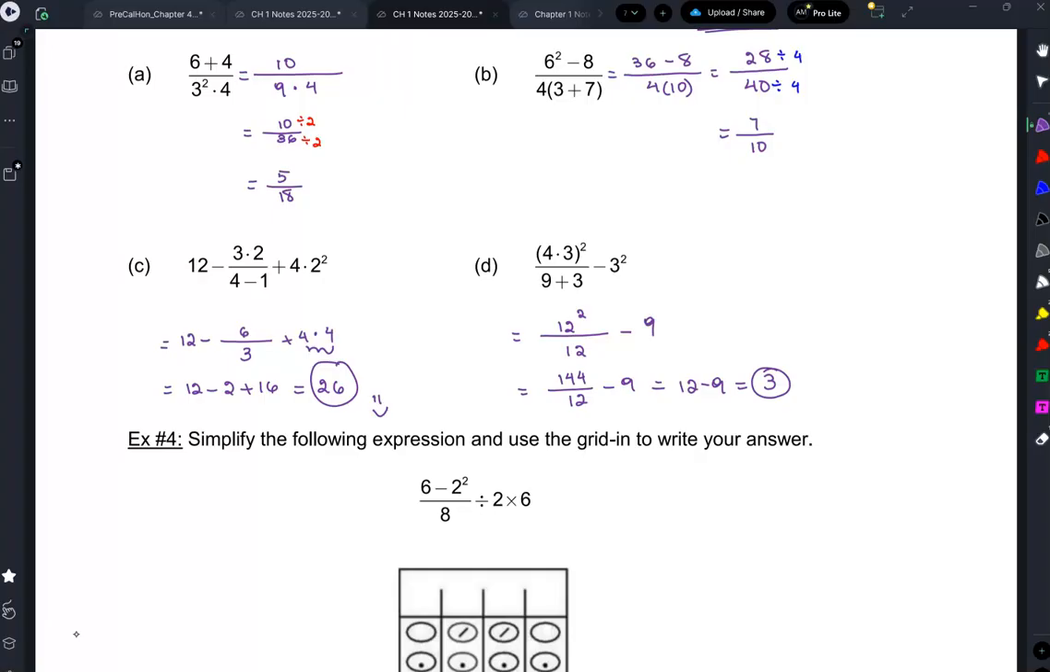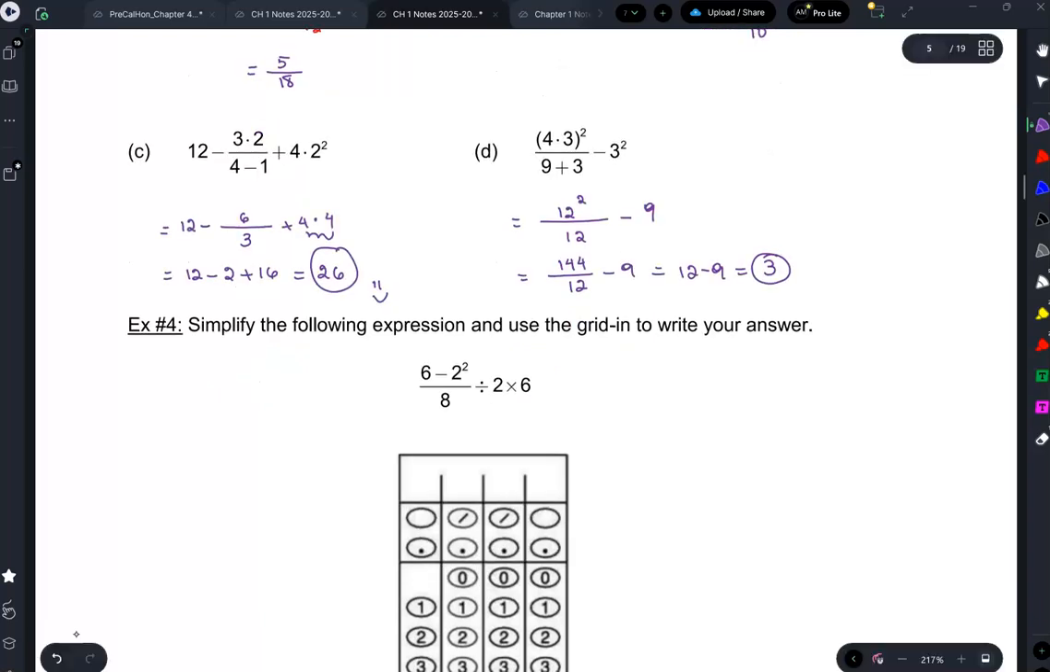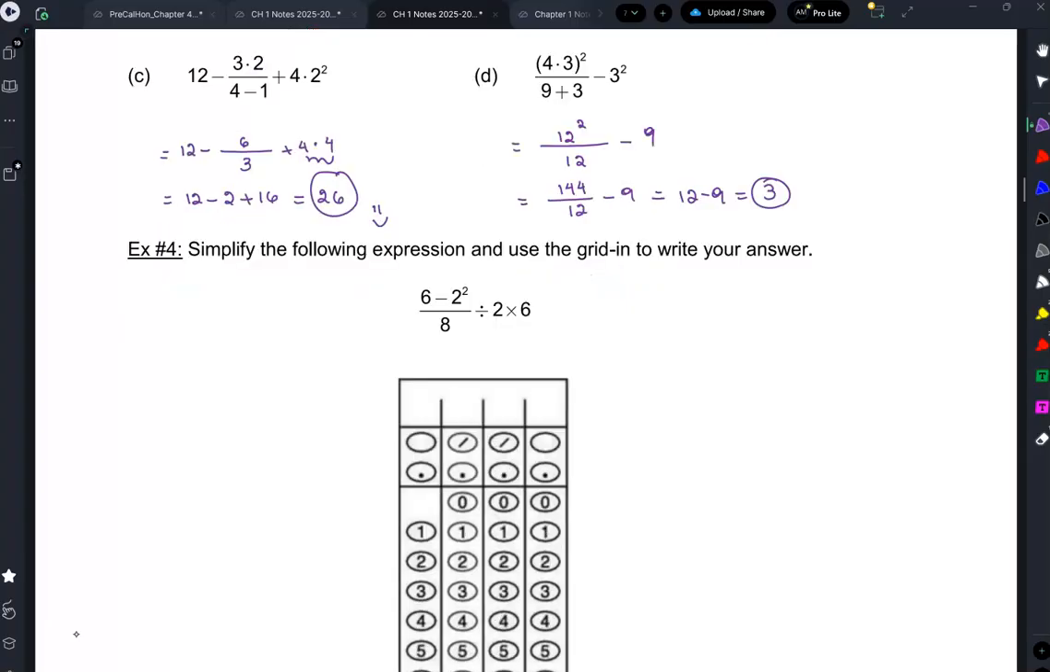Okay. Easy? Hard? Yeah. Okay. Don't worry. It'll get more challenging. Don't you worry. But it's nice when it's like this, right? Yeah. Okay. So here we go.